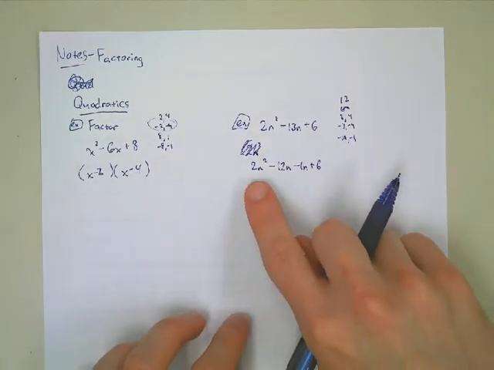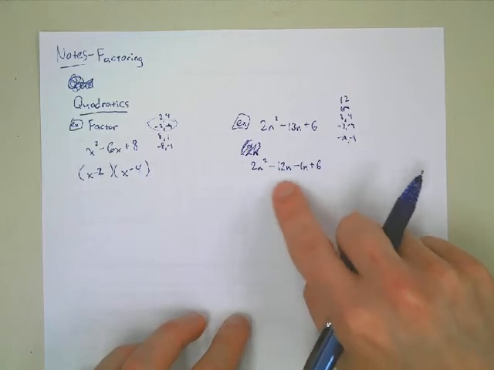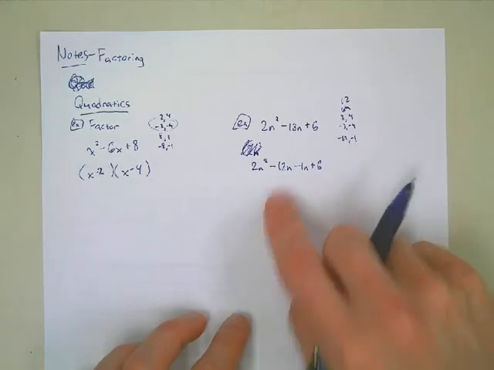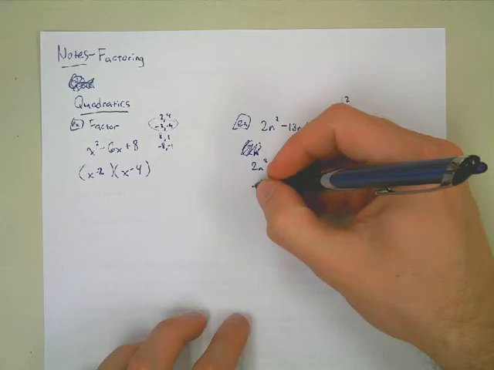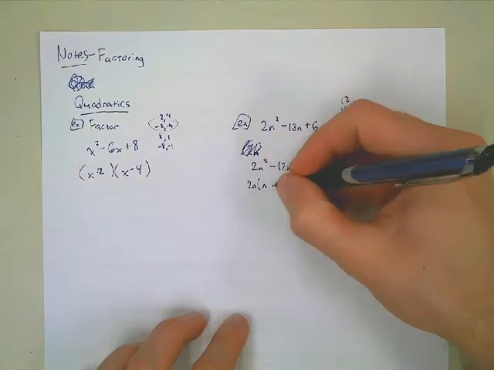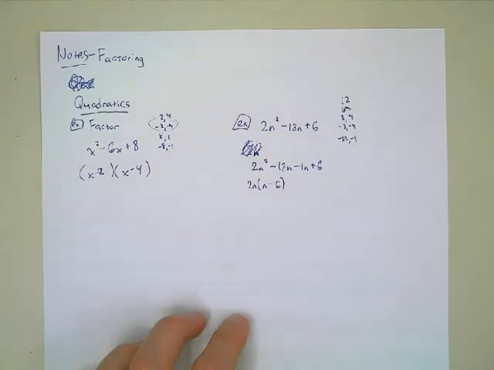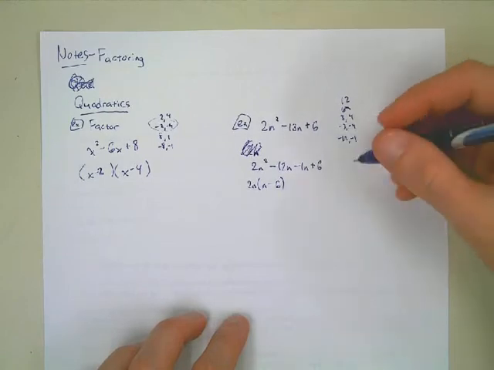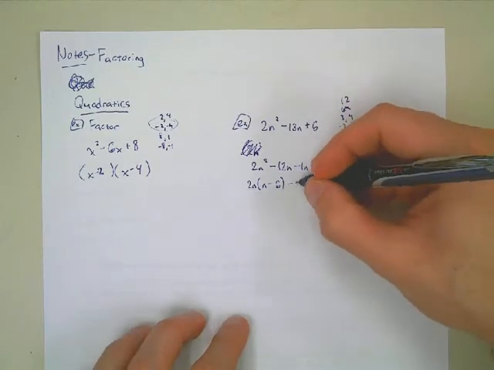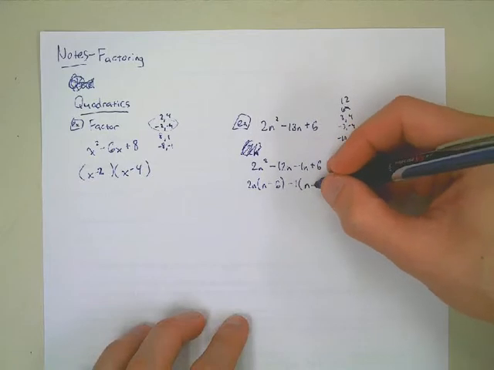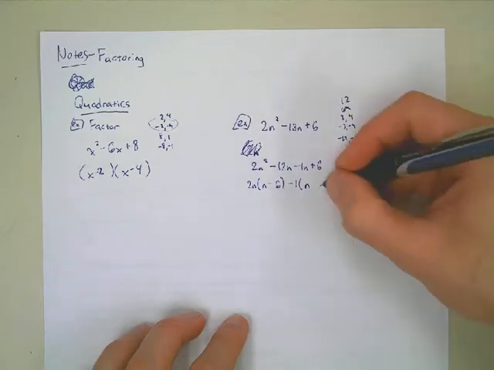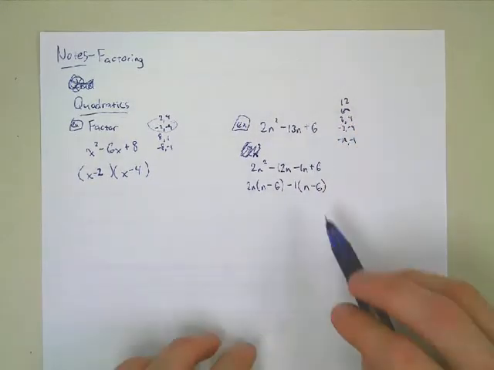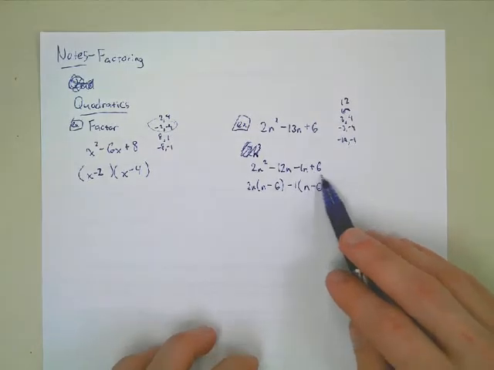So 2n squared minus 12n. What can we factor out of those first two terms? 2n, right? So 2n. We're left with n minus 6. And then what can we factor out of this here? Negative 1 is what we want to factor out. So it becomes n minus 6. Don't forget, when you factor out a negative 1, both things get divided by negative 1.